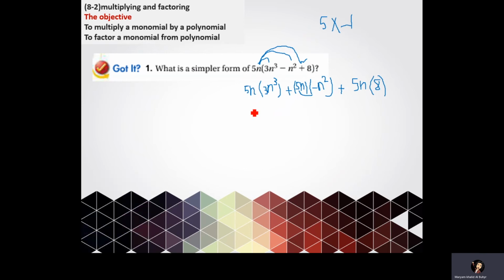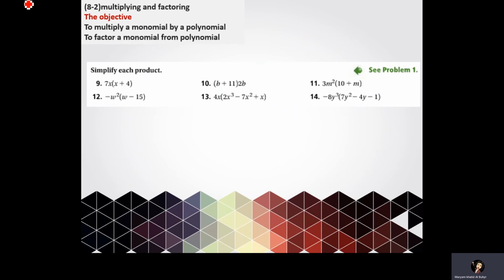So here 5 times 3, 15. N and n same base, add their powers. So n to the power 4. Plus, sorry, here 5 and -1, it will be minus 5 n to the power 3. 5 times 8 plus 40 n, that's it. I'm done. Like that, I'm done. Let me give you more exercises.